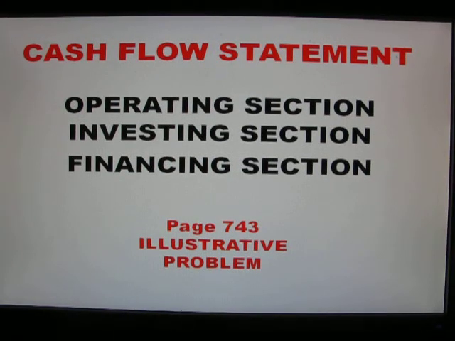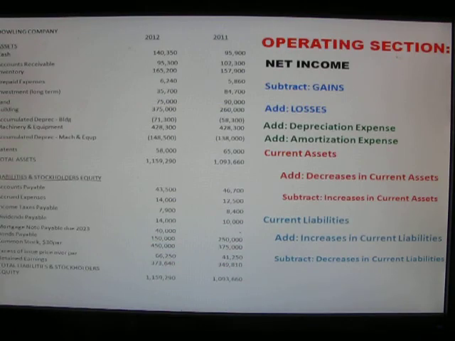This is the cash flow statement lesson. The information is on page 743. It's the illustrated problem, so turn to page 743. The cash flow statement has three sections: operating, investing, and financing. Let's get started with the operating section.